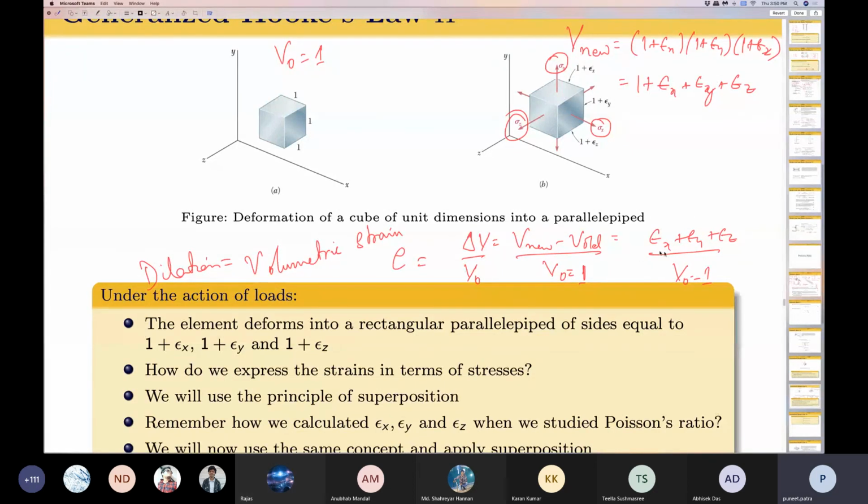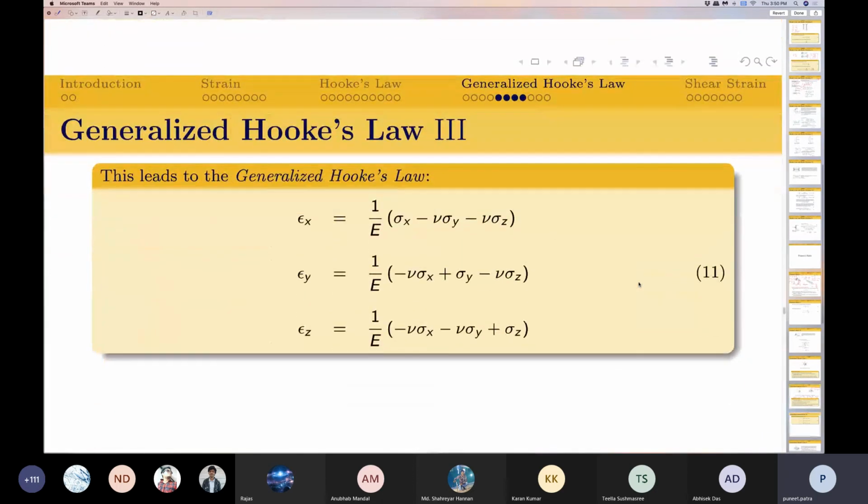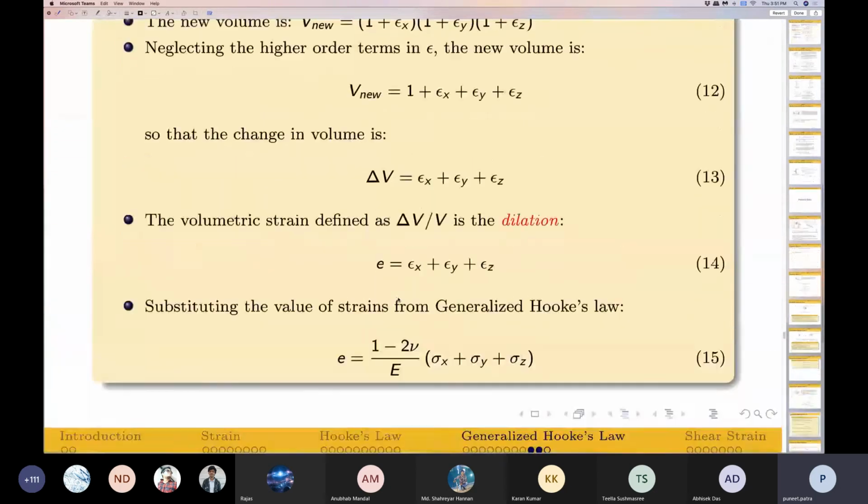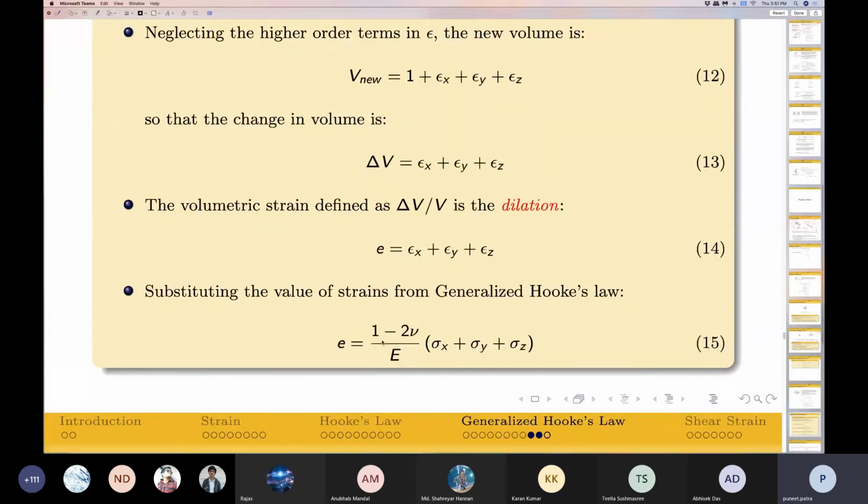So we have epsilon x plus epsilon y plus epsilon z, which defines my volumetric strain. Now, if I substitute from our generalized Hooke's law the value of epsilon x, epsilon y, and epsilon z, and I add all of them together, I end up with a situation in which you can express the volumetric strain in terms of the stresses. Okay. So the volumetric strain can also be expressed in terms of the stresses, which is sigma x plus sigma y plus sigma z.